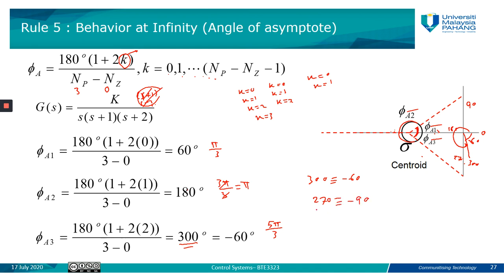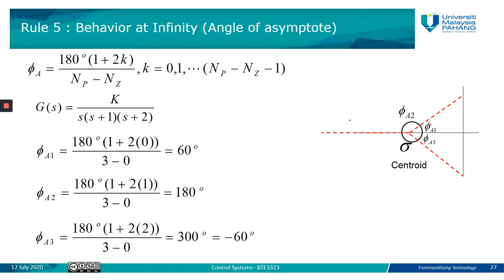So this is the angle for the asymptotes. For that, we are going to draw our asymptotes at three different angles. The first asymptote has the angle of 60, or pi over 3. The second asymptote is drawn with an angle of 180, because when you draw a straight line on the real axis, the angle is 180. The third will be negative 60, so we count from 0 by 60 in the negative direction. So phi A1 equals 60, phi A2 equals 180, phi A3 equals negative 60. This is how to apply these 5 rules in order to draw the general form of our root locus.